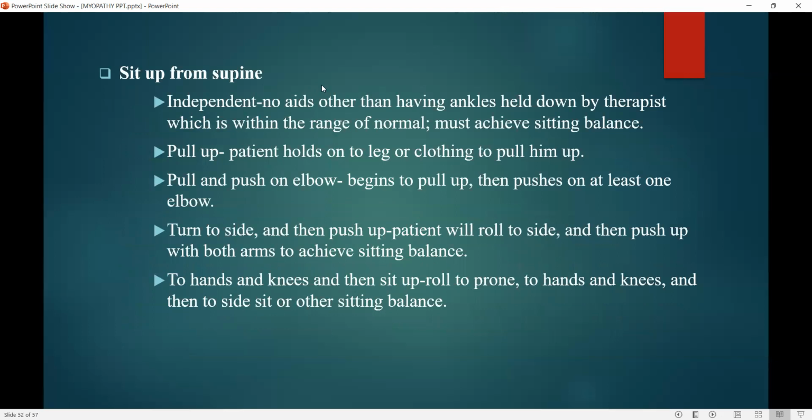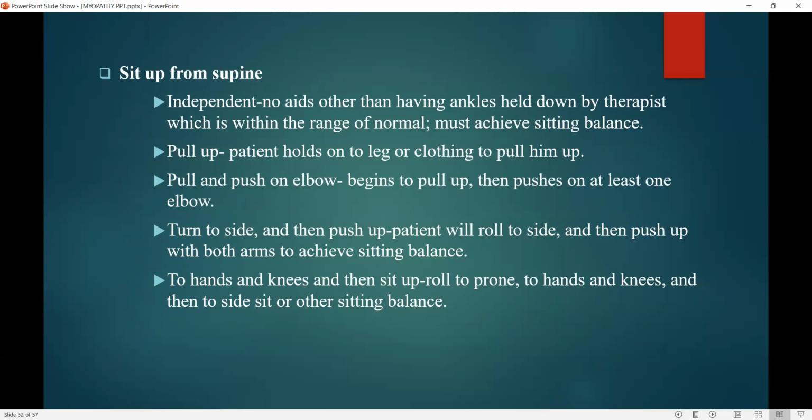Sit up from supine. Independent: no aids other than having ankles held down by therapists, which is within the range of normal; must achieve sitting balance. Pull up: patient holds the leg clothing, pulls up the hem, pulls up, cushions the elbow, begins the pull up and then pushes on at least one elbow, turns to the side and then pushes up. Patient will roll to the side and then push up with both arms to achieve sitting balance.